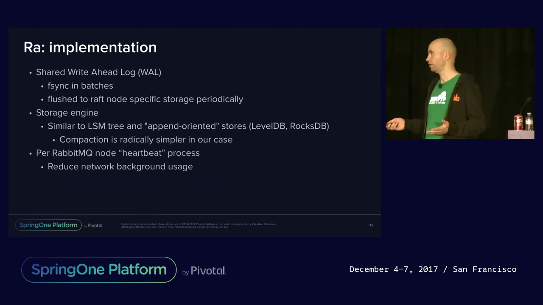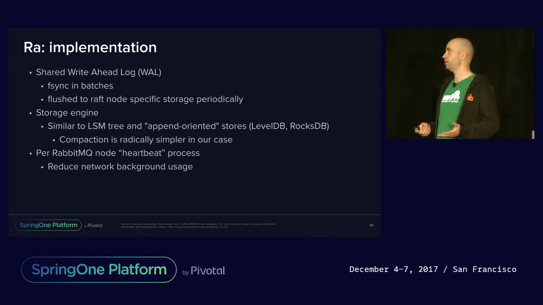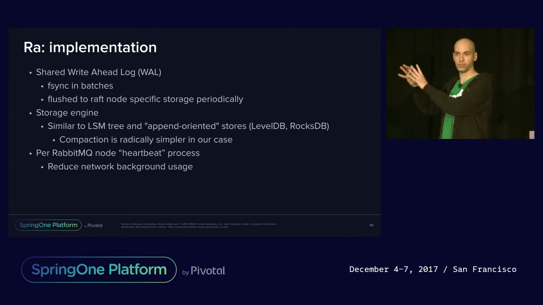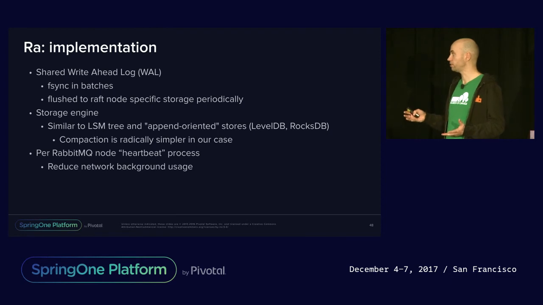So the way we've addressed the disk contention issue is by having a shared write-ahead log that all Raft nodes inside a RabbitMQ or Erlang node write to. This fsyncs in batches, so it writes a bunch of entries and fsyncs. And then periodically it will flush all these entries that were written to a Raft node-specific storage, which is read-only. So we effectively had to write our own storage engine that's tailored towards our own very specific RabbitMQ needs. It's very similar to prior art, such as log-structured merge tree storage engines, such as LevelDB and RocksDB.